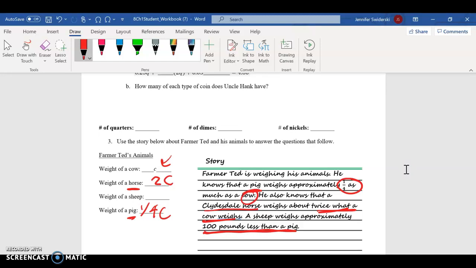And then it says the weight of a sheep. Well, if the weight of a sheep is 100 less than a pig, how can I say 100 less than a pig? Well, a pig was 1/4 C, right? So 1/4 C minus 100.